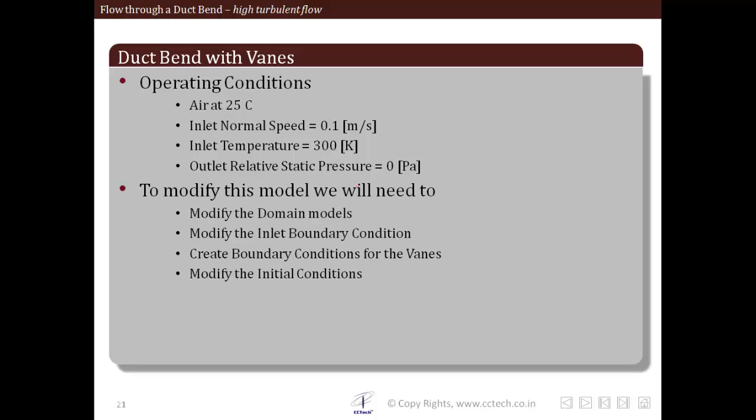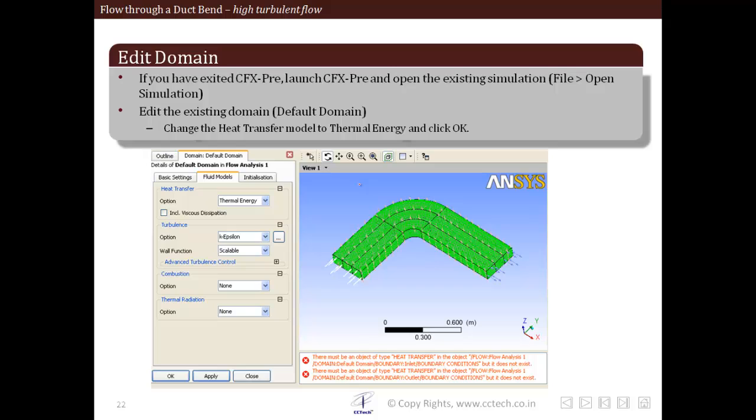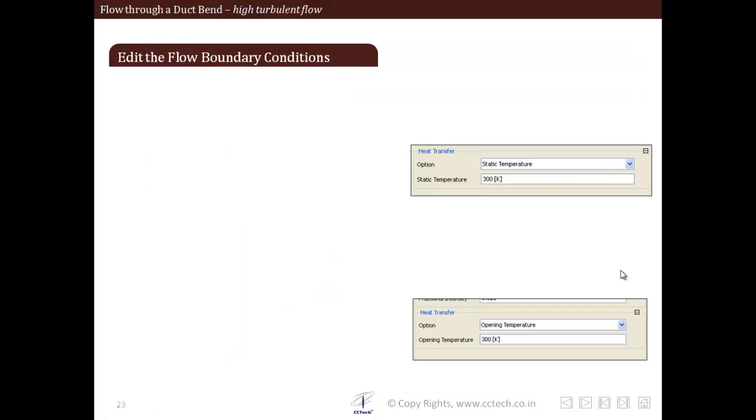To modify this model, we will need to modify the domain models, modify the inlet boundary condition, create boundary conditions for the vanes, and modify the initial conditions. If you have exited CFX-Pre, launch CFX-Pre and open the existing simulation file. Edit the existing domain, that is default domain, change the heat transfer model to thermal energy, which is shown here, and click OK.